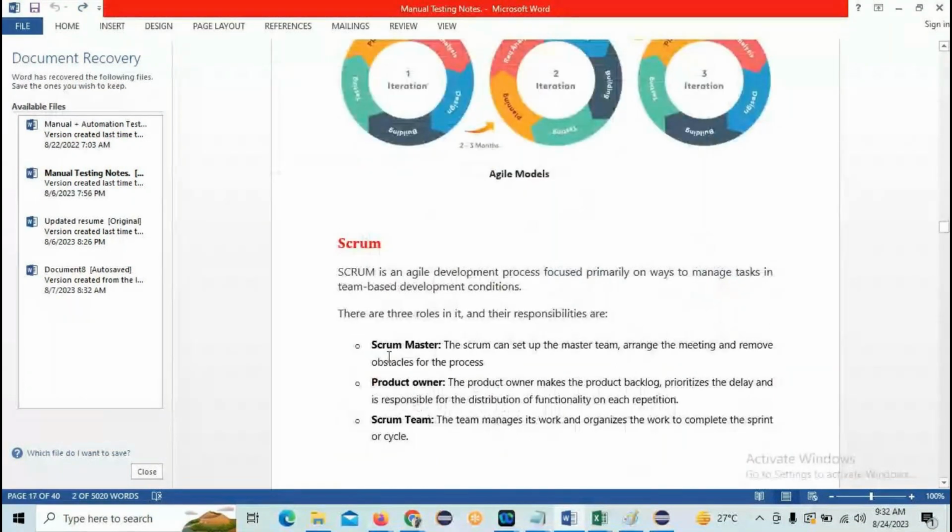Here you can see Scrum is an agile development process focused primarily on ways to manage tasks in a team-based development condition. Mainly three roles are there: the Scrum Master who manages the Scrum team. There is a call between the Scrum Master, developers, testers, and the product owners. What will the product owner do? The product owner will give priority to the features. What 15 features will we take up out of 90 first? The product owner will discuss and tell that in the Scrum call.